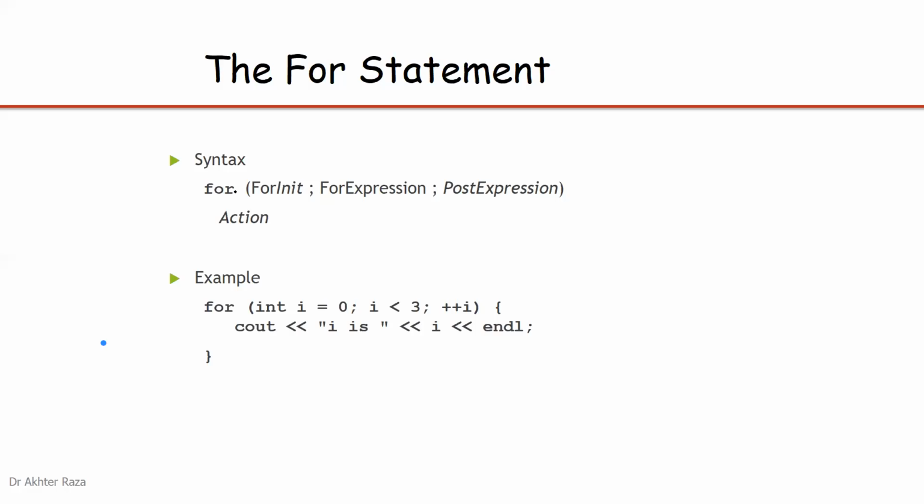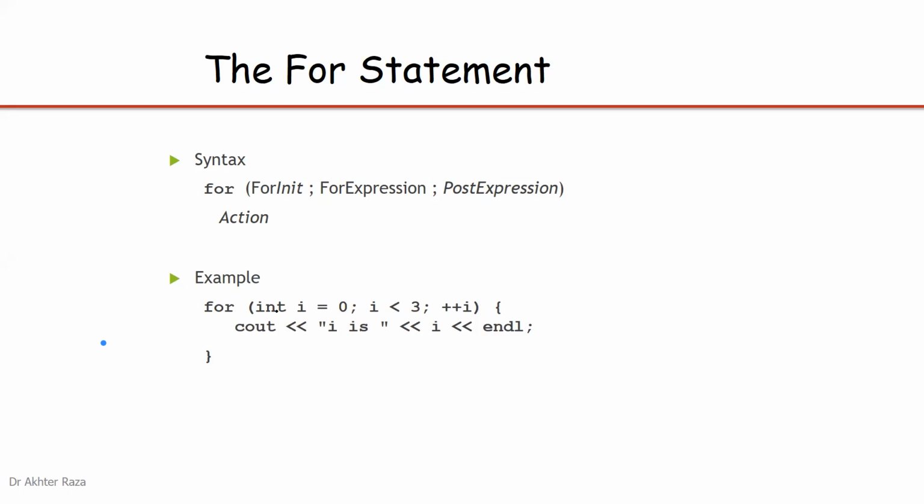Now the syntax of for is what? One is the initialization statement, semicolon. Then we have a for expression. This is a conditional expression. The value of this expression should be true or false. Then we have the post expression. Post expression means we have either increment or decrement. We can use pre-decrement or post-decrement, both we can use.